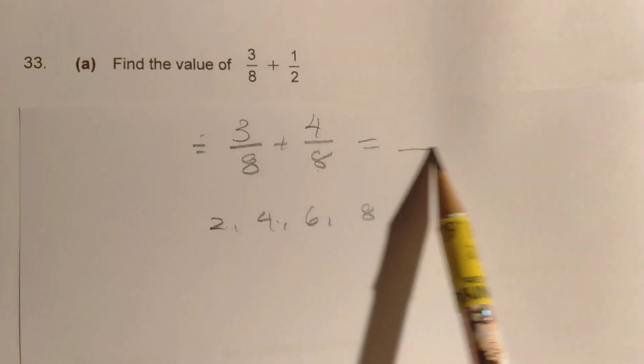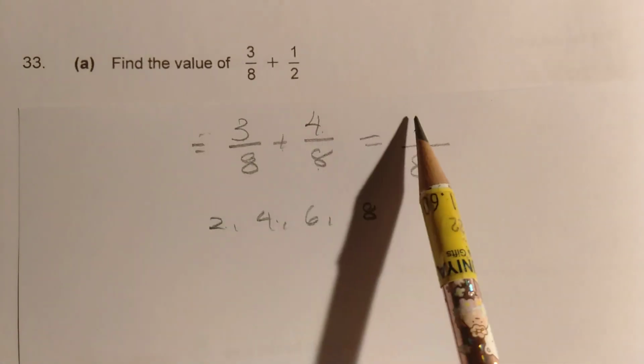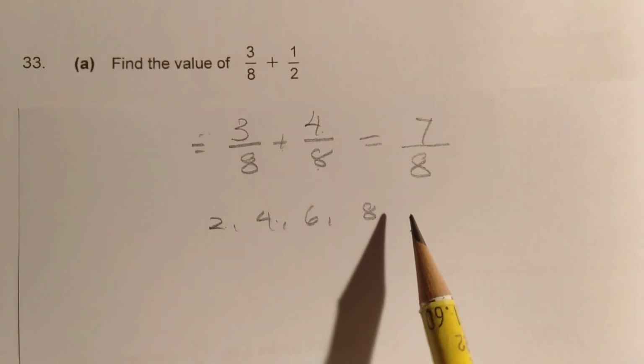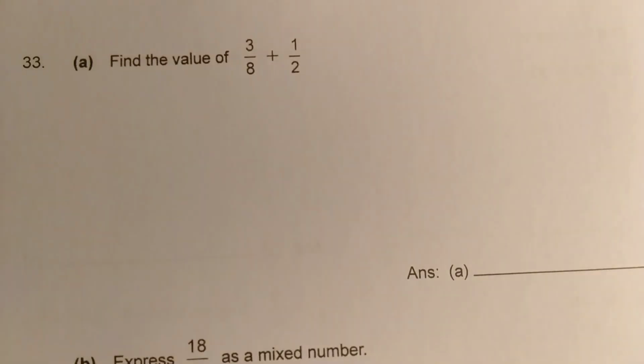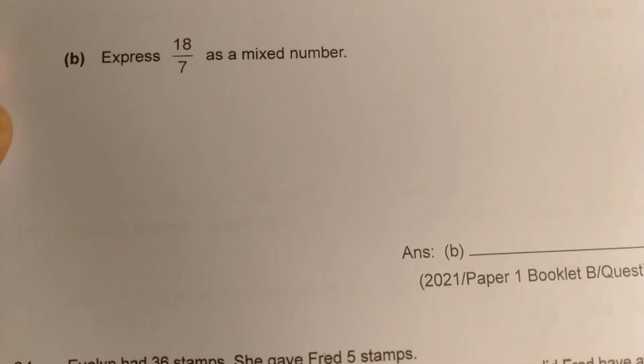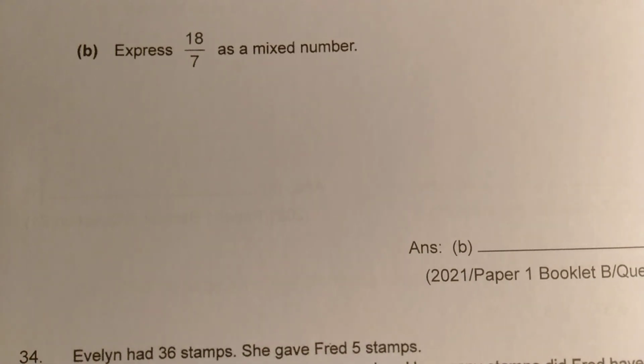Then I keep the denominator the same. I don't add the denominator. This tells me it's 3 plus 4. Answer is 7/8. And that's the value of 3/8 plus half. Next one. Pause this video and try this.